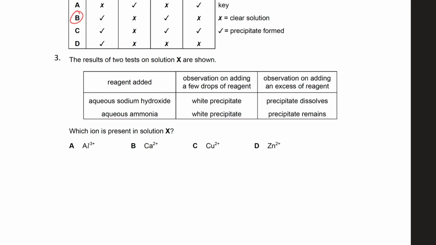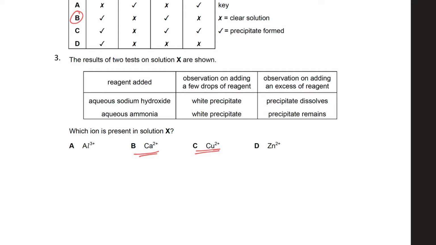The results of 2 tests on solution X are shown. Which ion is present in solution X? So let's see what's happening. We add aqueous sodium hydroxide. We know that's a test for cations. It gives us a white precipitate. Now that rules out any transition metals. So this is not going to be our answer. And the precipitate dissolves. Now that rules out calcium because calcium is going to give us an insoluble white precipitate.